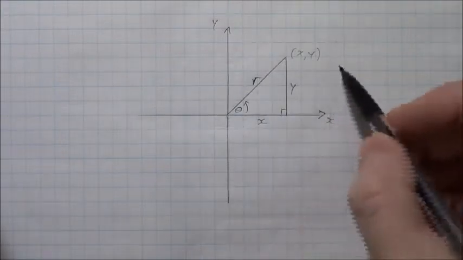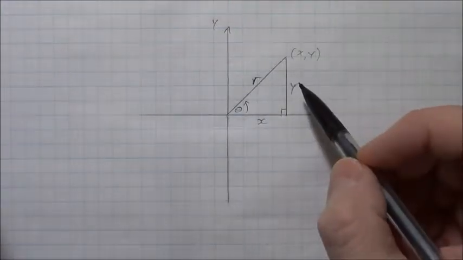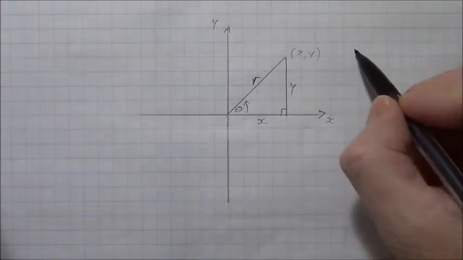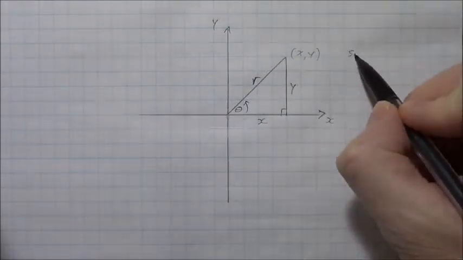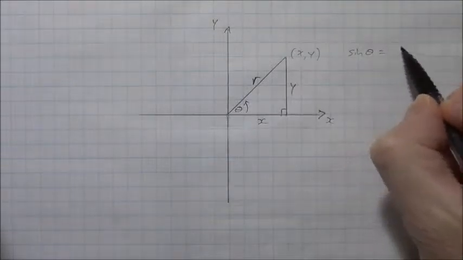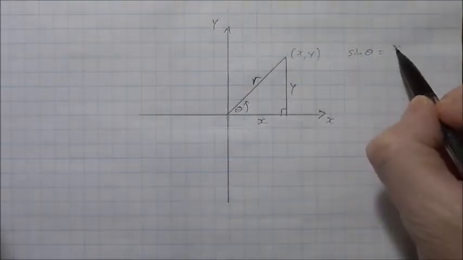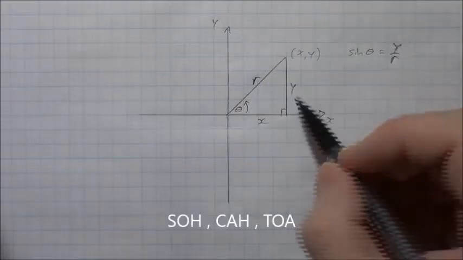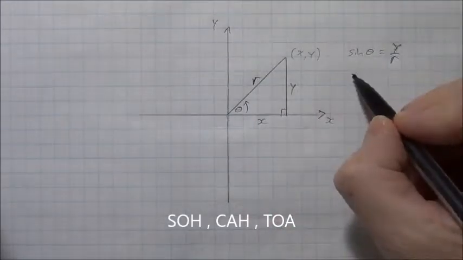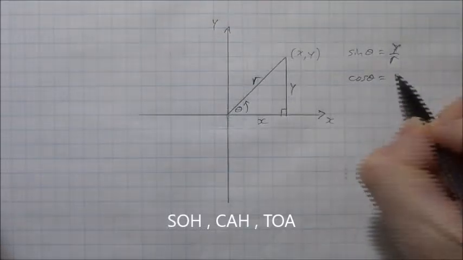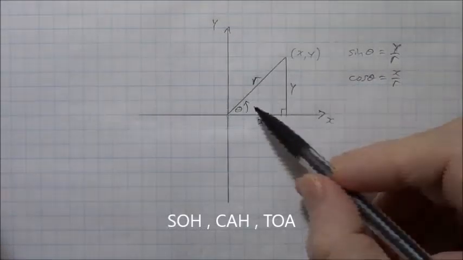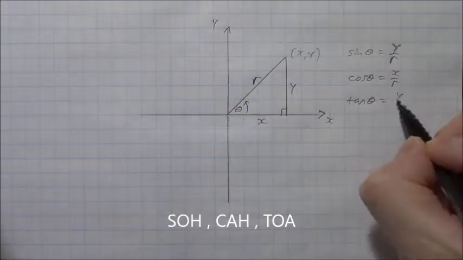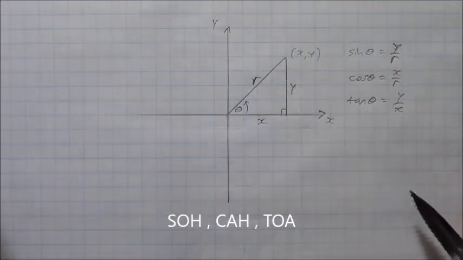So when we look at the sine, cosine, and tangent ratios in the first quadrant, we got sine theta equals y over r, which is opposite over hypotenuse. Cosine theta is x over r, which is adjacent over hypotenuse, and the tangent of theta is y over x, which is opposite over adjacent.